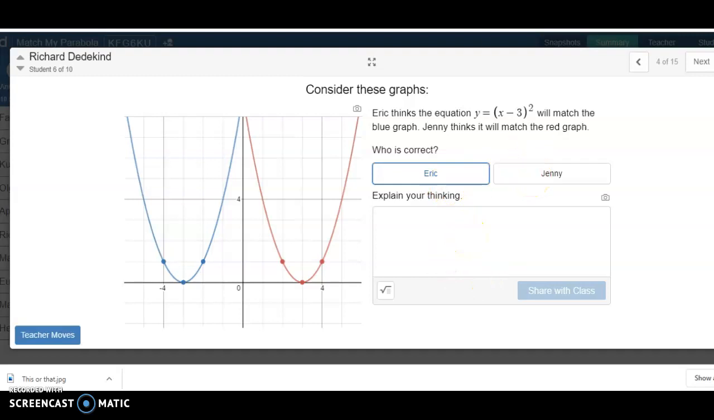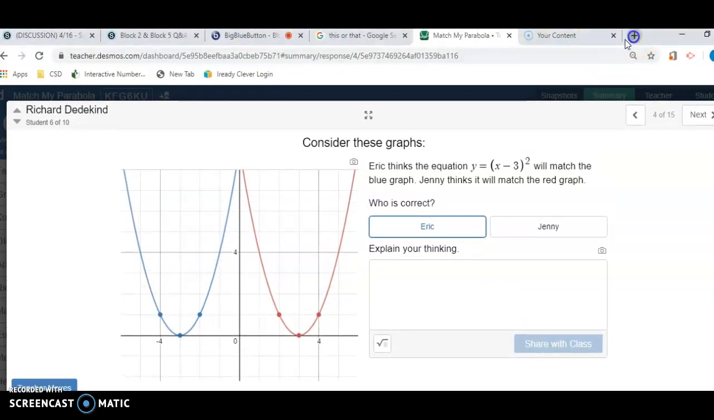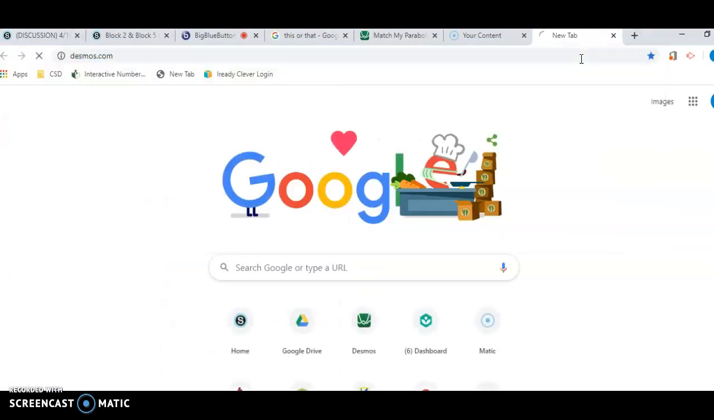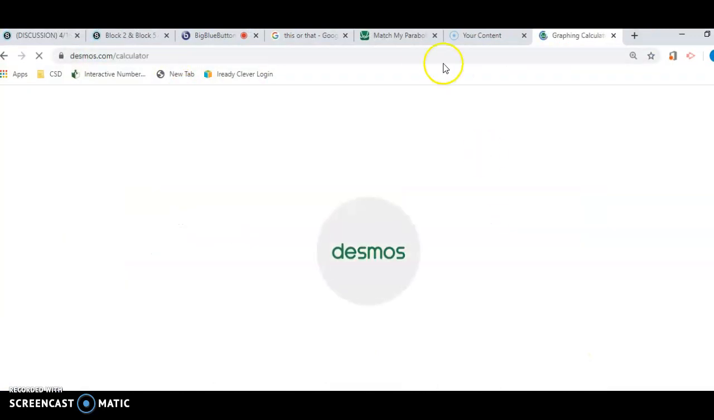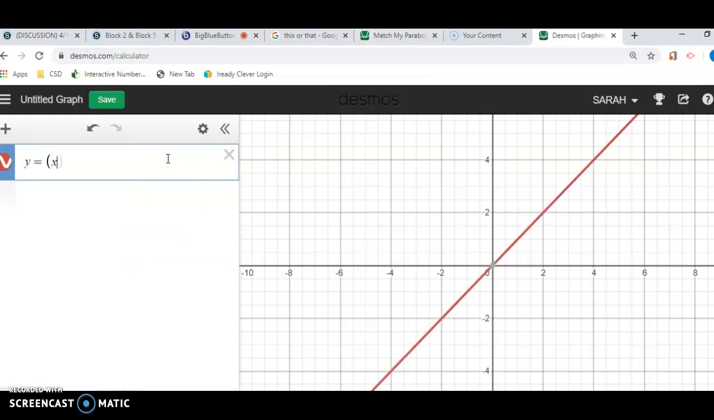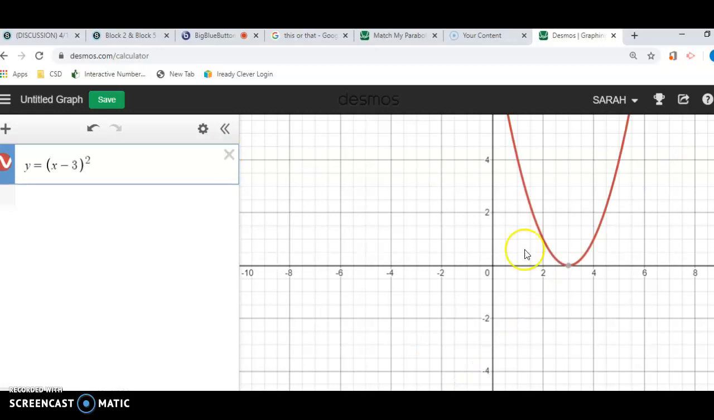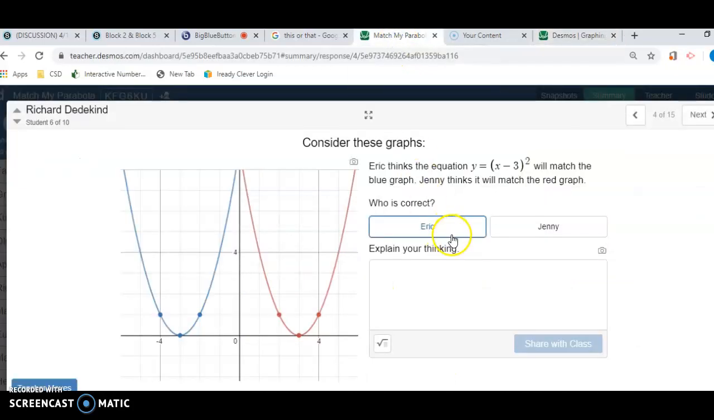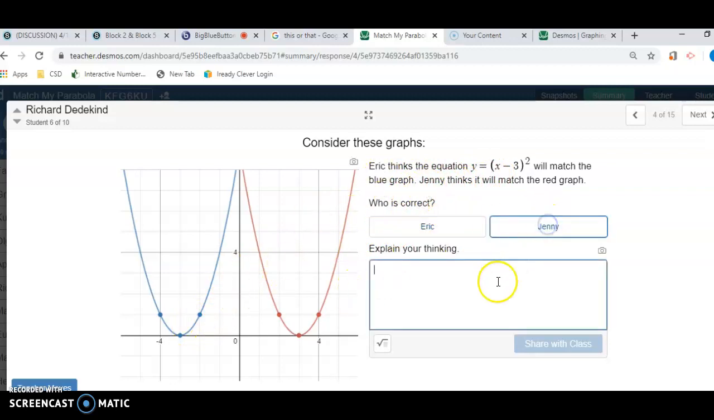So one tip I would give you guys is, if you're really not sure, just open up DESMOS.com and type in that equation. You could just go to the website and type in x minus 3 squared, and look, it's the graph that goes this way to the right. Okay, so the answer here: Eric thinks the equation will match the blue graph, so Eric is the blue. Nope, it's Jenny. Jenny's right. And we could say Jenny is correct because Jenny is correct.